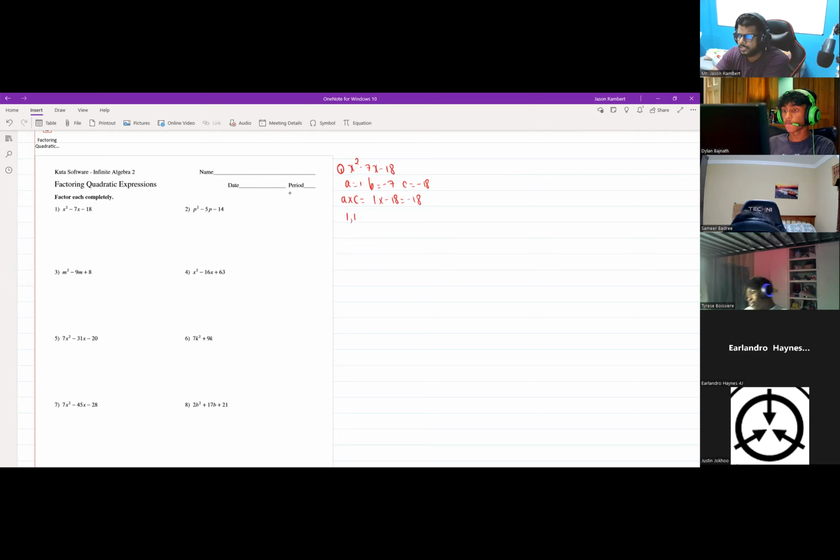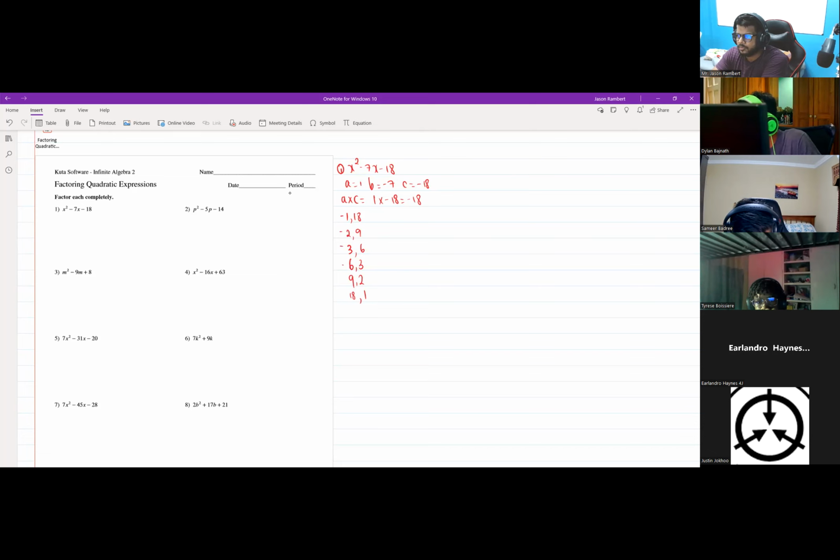I'll have 1 and 18. Then I'll have 2 and 9. Then I'll have 3 and 6. 4 nothing, 5 nothing. Then I'll have 6 and 3. Then I'll have 9 and 2. And then I'll have 18 and 1. And we just slap a minus sign in front of all of the numbers.